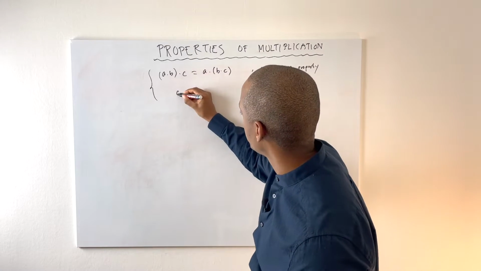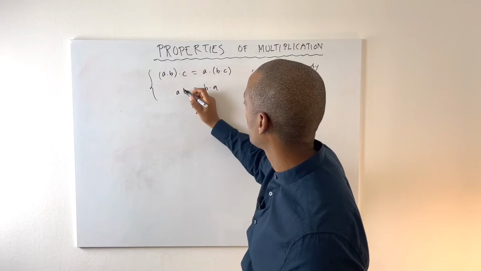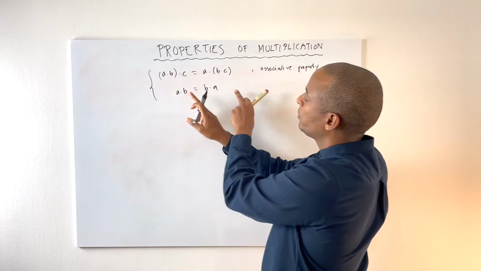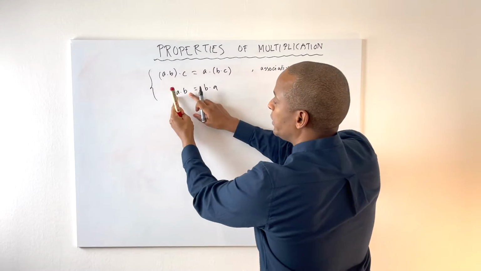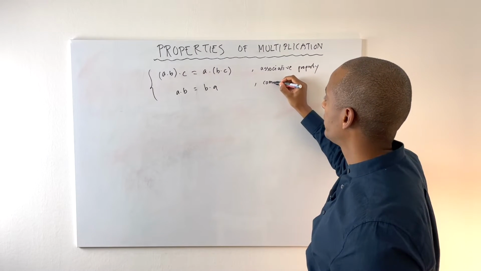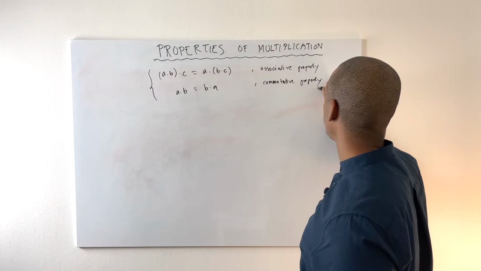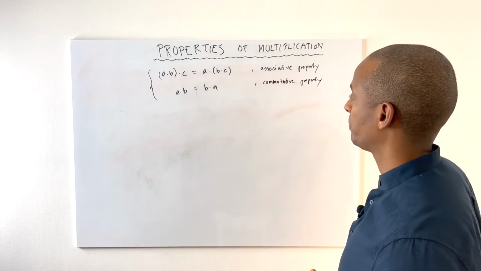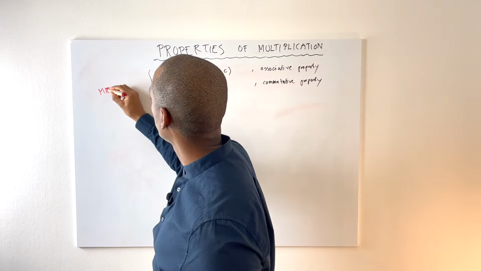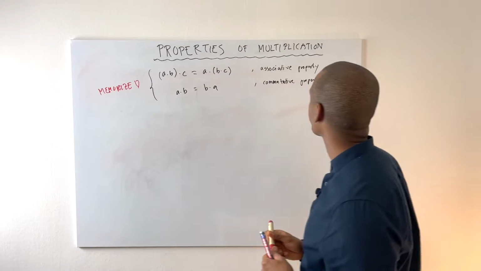The second property is this: A times B is equal to B times A. Which is just like we had before. We had A plus B is equal to B plus A. So we can switch the order between A and B. So we call this the commutative property. So it looks exactly the same as in addition. So guys, I want you to memorize these rules, so you can use them.